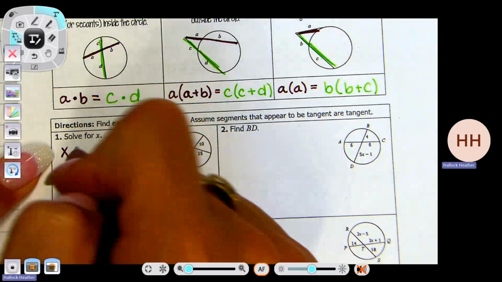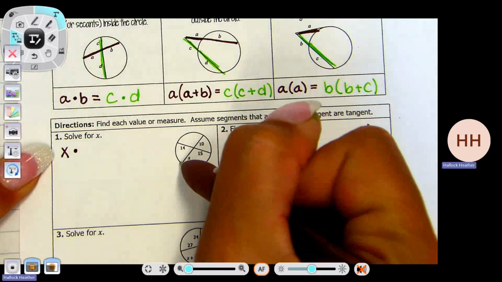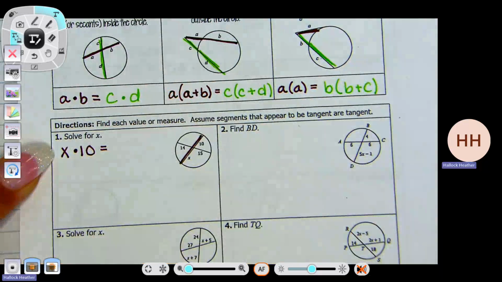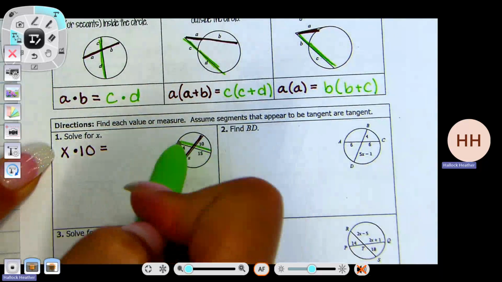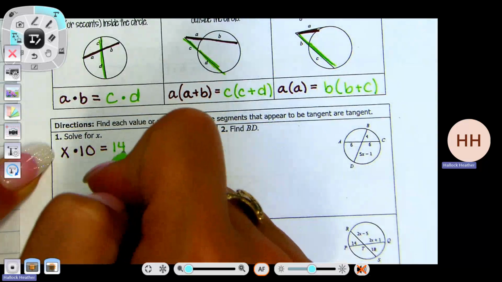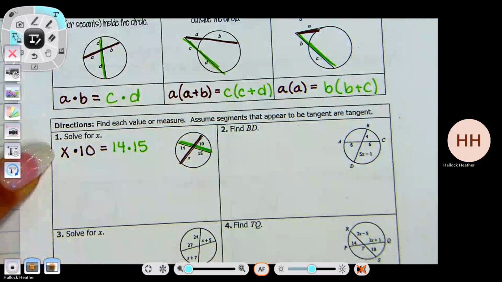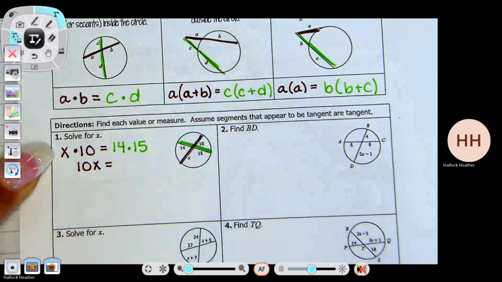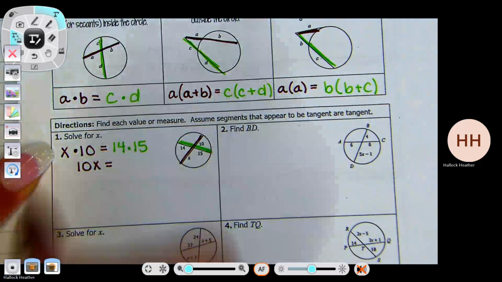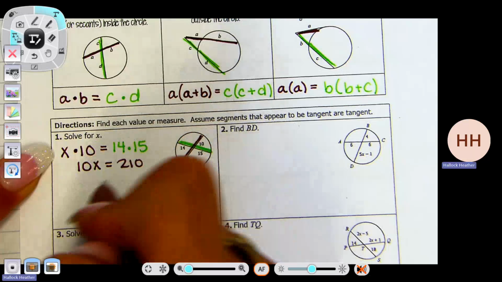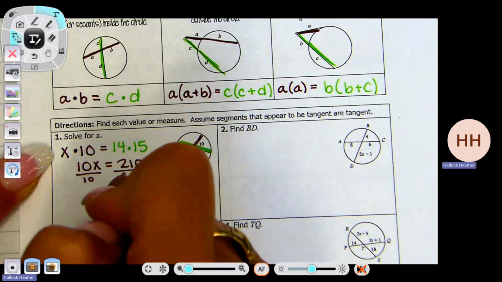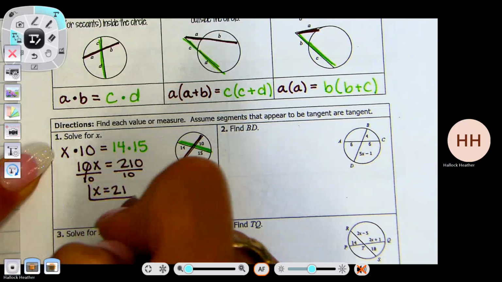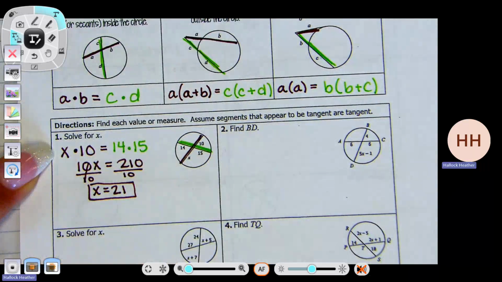X. So X is on the same line as what? 10. So we're doing X times 10 equals... bless you. The other line has 14 and 15, so we're going to do 14 times 15. X times 10 is 10x. 14 times 15 is 210. And then if I divide by 10, X is 21. And that's it.